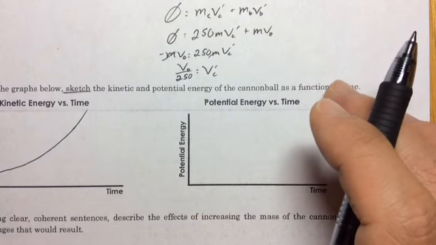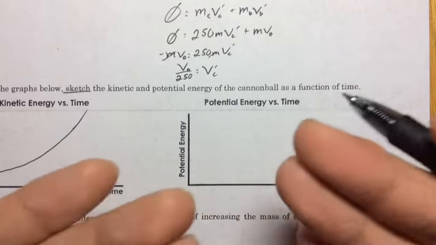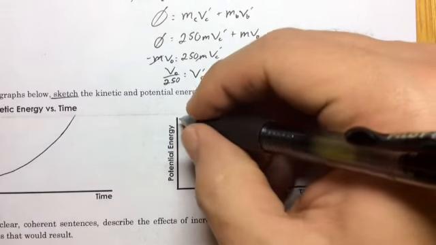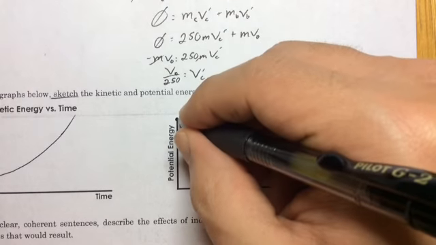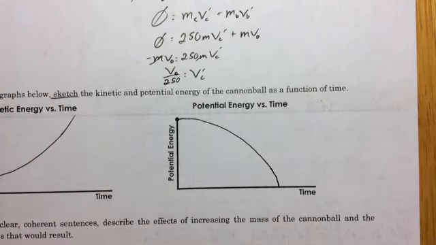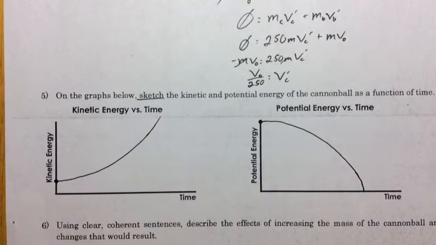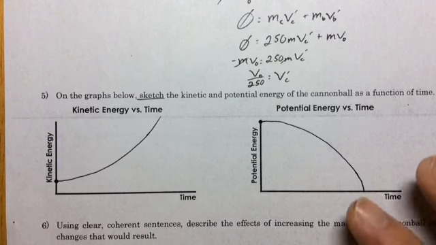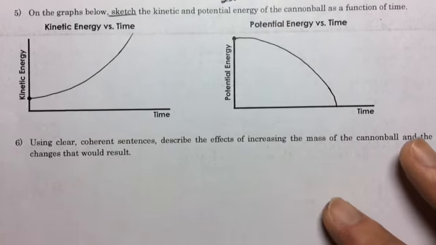Likewise, for potential energy, where does the kinetic energy come from? It comes from the potential energy. So in the beginning, we would start with some potential energy, and by the end, we would have none. So while kinetic energy is exponentially increasing, potential energy would be exponentially decreasing. And those would be your graphs, just sketching.